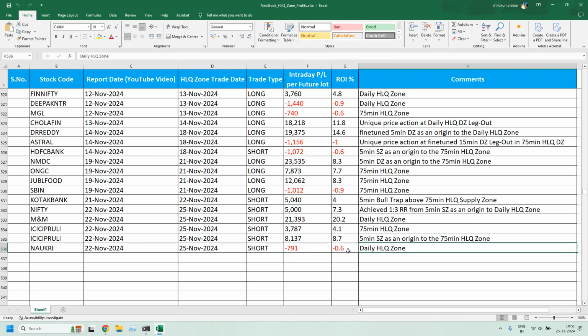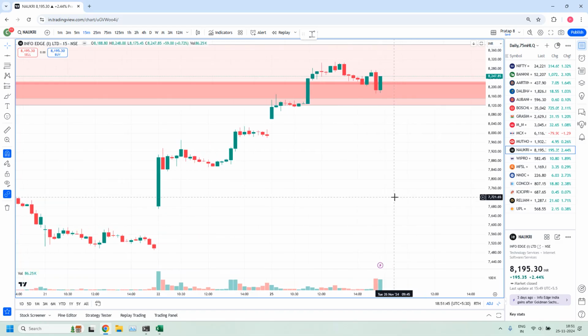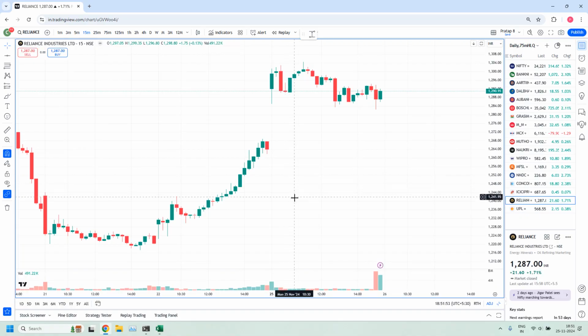It is a real loss, because earlier you didn't get any profit from this zone. So this is UPL, the one we discussed, and another one is Reliance. The zone is violated there too, but we didn't consider it. The reason is it opened with a gap up.